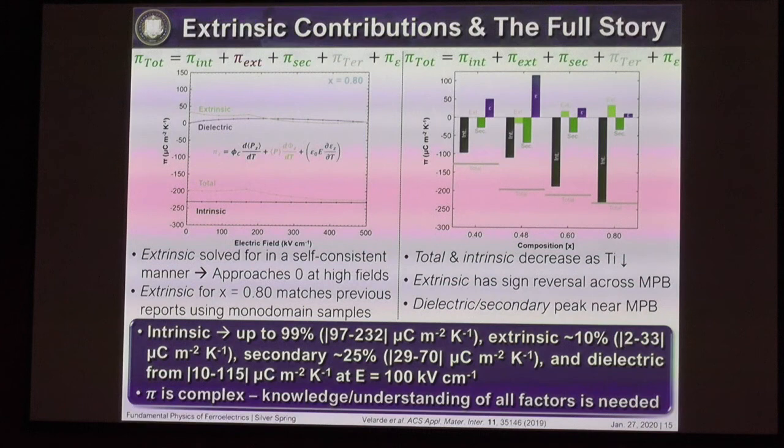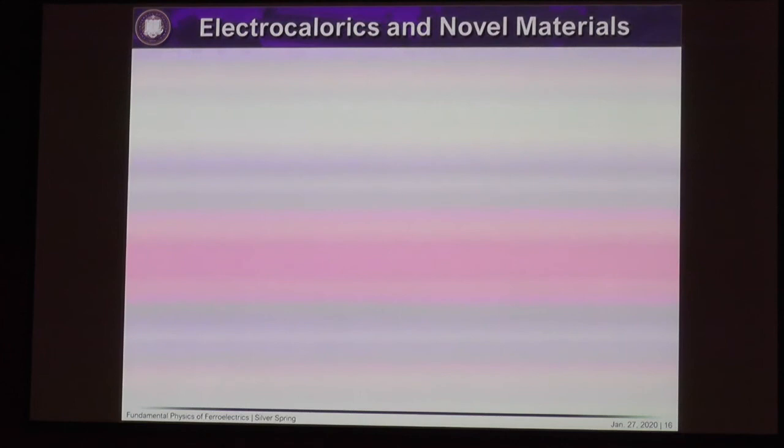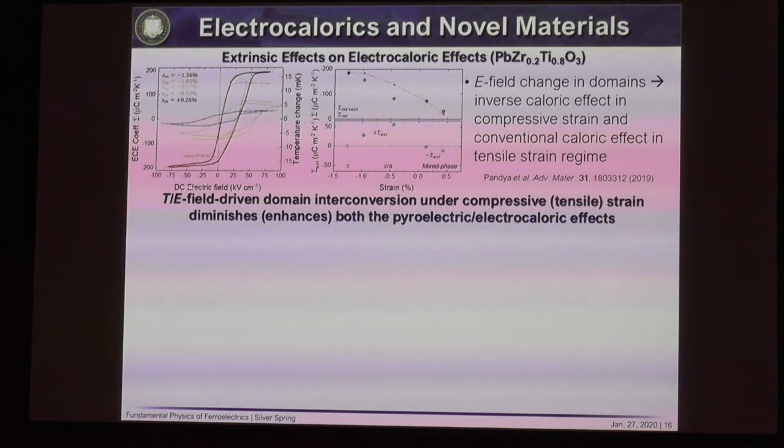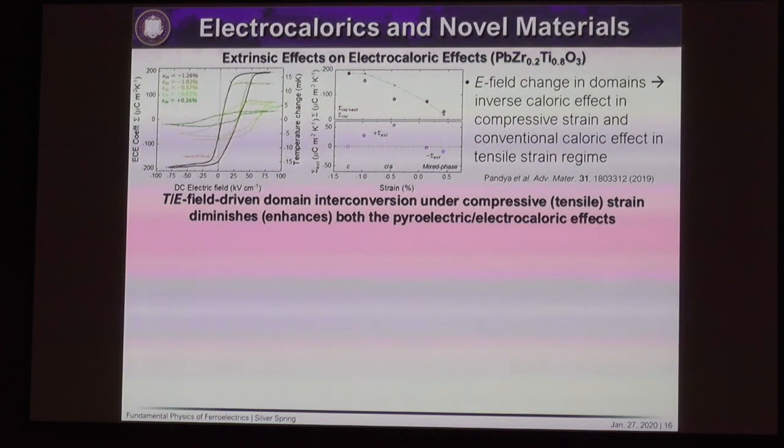All right, so what else can we do? A few words about calorics, and then I'll try to wrap up here. Using the same device, we've also measured the electrocaloric effects. If I take those same samples from the first half, this set of PZT films that were strained at different levels, we can also measure the electrocaloric coefficient as a function of field and strain. And we can see, again, differences in the intrinsic and extrinsic responses in these materials. Here, what we're finding is that under compressive and tensile strain, respectively, we see a diminishment or enhancement of the responses overall. So slightly different behavior for electrocaloric than pyroelectric.